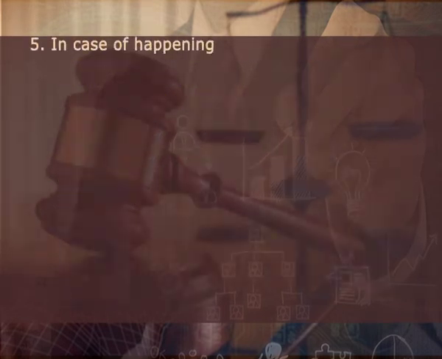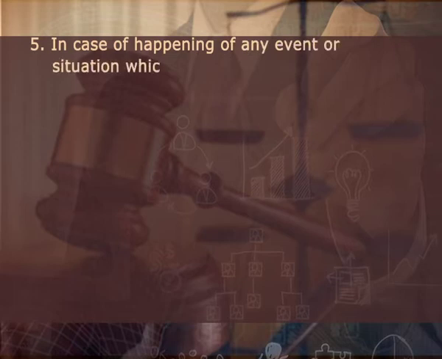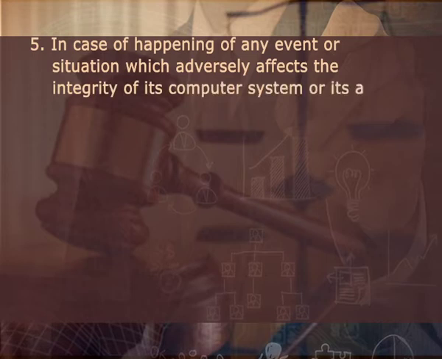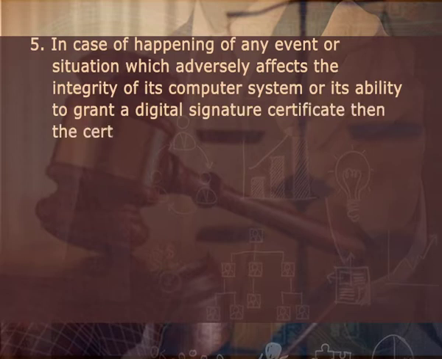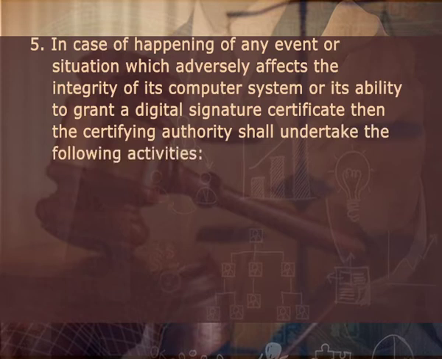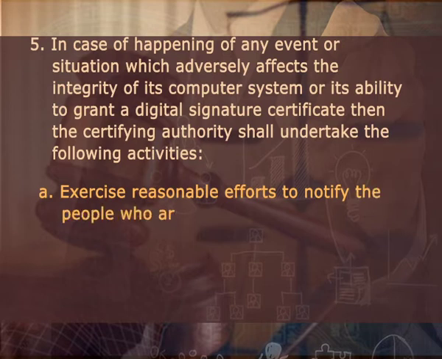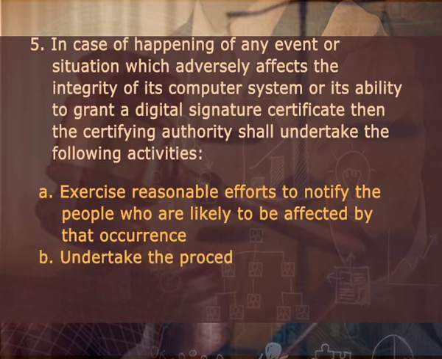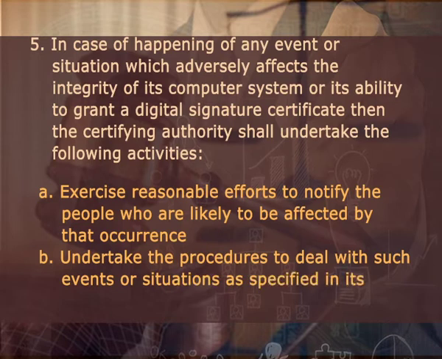5. In case of happening of any event or situation which adversely affects the integrity of its computer system or its ability to grant a digital signature certificate, then the certifying authority shall undertake the following activities. A. Exercise reasonable efforts to notify the people who are likely to be affected by that occurrence. B. Undertake the procedures to deal with such events or situations as specified in its certification practice statement.